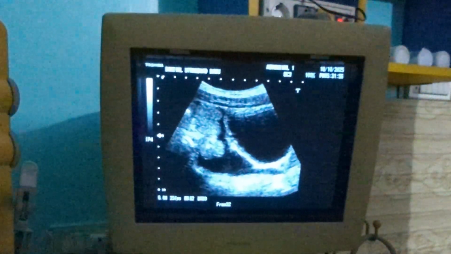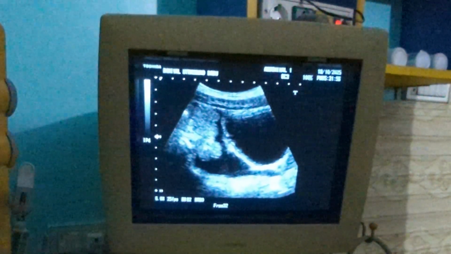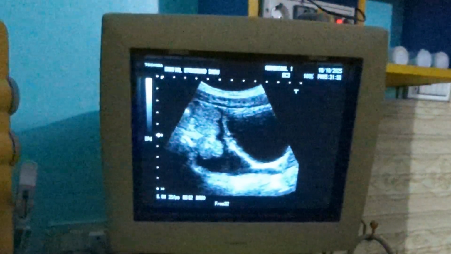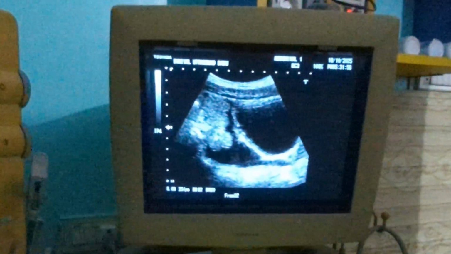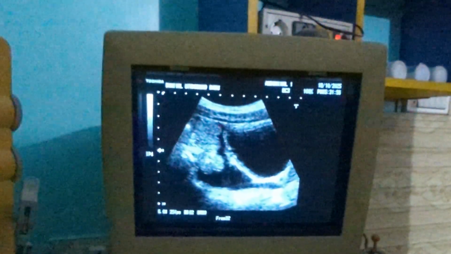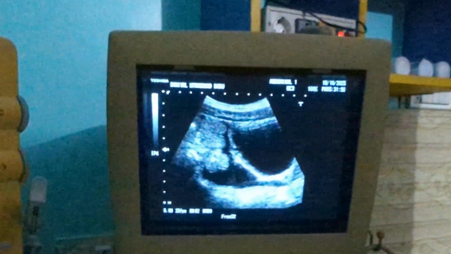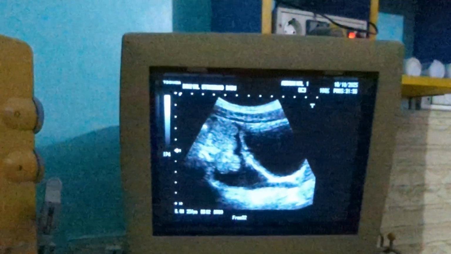So once again, I repeat that normally a very small amount of lubricating fluid is present in the peritoneal cavity, but if it is in a moderate or massive amount, it is pathological. This normal amount of fluid sometimes is seen, sometimes it is not visualized. It allows smooth movement of the intestine.